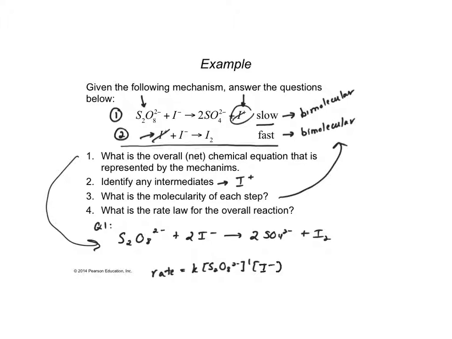If this was a 2 in front, what would my rate law have been? Second order with respect to S2O8, first order with respect to I minus. When we're looking at what these orders all are, all you're looking at is the coefficient in front of each reactant, okay? If it's a 1, it's first order. If it is a 2, it's second order. If it's a 0, if it doesn't even exist, it's 0 order with respect to that, okay? Okay, so that's all I'm going to say about that.